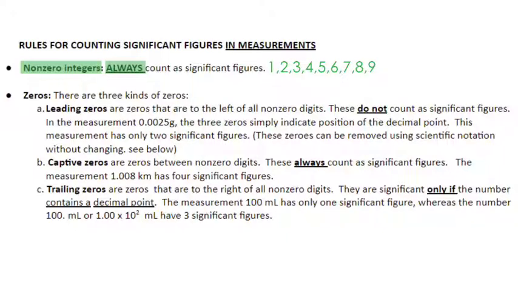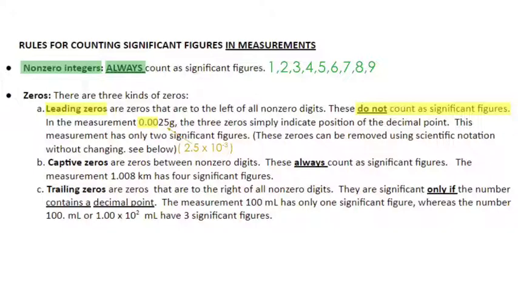There's actually 3 different types of zeros, and the rules for whether or not they're SigFigs are going to depend on what type we've got. So the first type are leading zeros. These are zeros to the left of all of our other non-zero digits. So here you can see these zeros are before the other numbers that are not zeros, on the left side of them. So those are leading zeros, and leading zeros never ever count as significant figures.